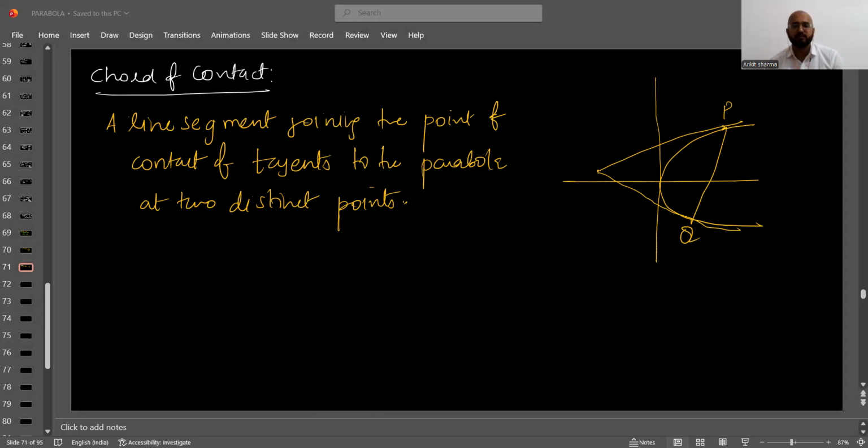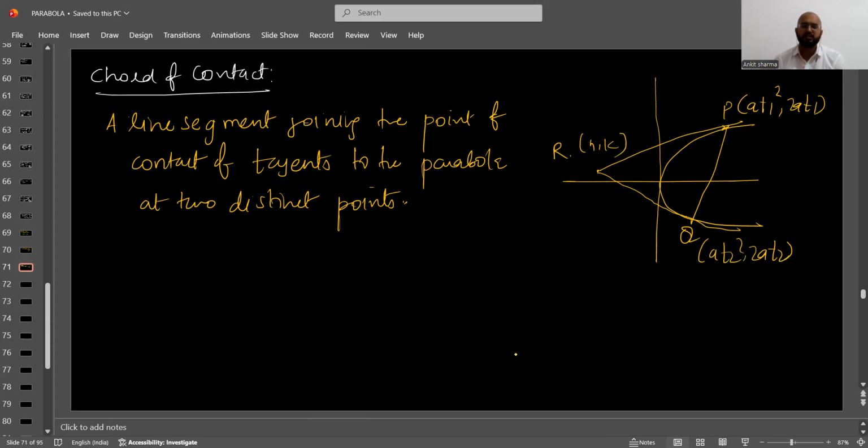Now our goal is to get the equation of this chord PQ. This is my point P, which is (a t1 squared, 2a t1), and point Q is (a t2 squared, 2a t2). And say this is my point R, (h, k), the point of intersection of the tangents, so from this point two tangents are being drawn to the parabola.